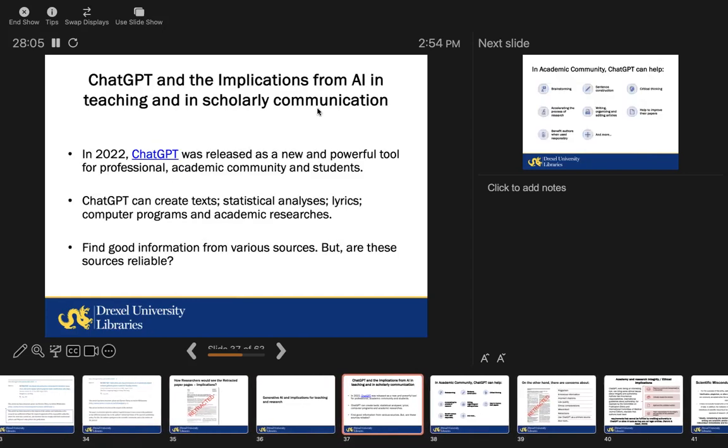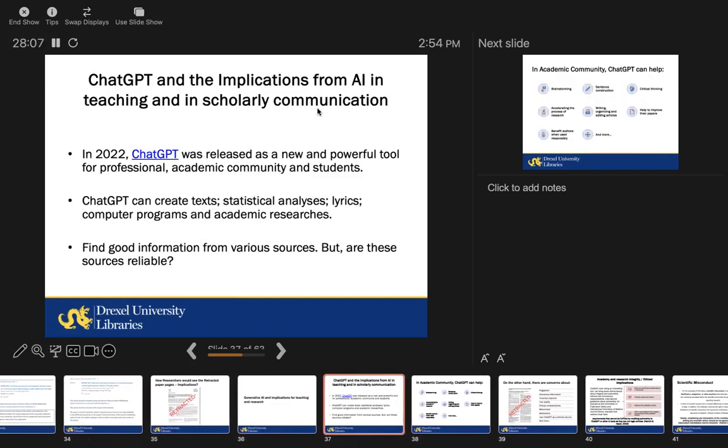Let's go to the next. So these are some really good things about ChatGPT when it came out in 2022. And believe me, our libraries and our academics and universities all over the US had to start rethinking their curriculum, how to assess student papers, making sure that students are writing original work.